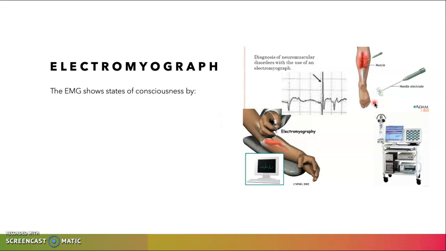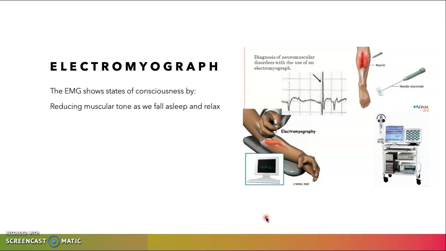So here you can see another image. This particular one is a little different. This one's got a needle that goes into the muscle. Now we don't use that for states of consciousness, but other disciplines of science will use it. So this particular one is looking at neuromuscular disorders. And the EMG is really looking at showing our states of consciousness in the following ways.